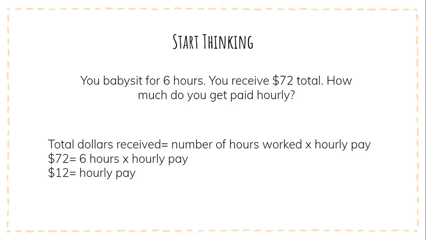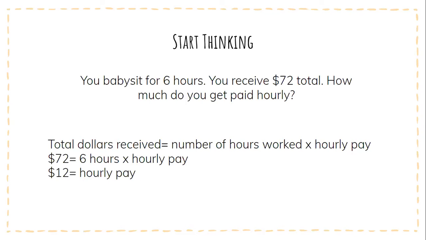So if we knew the hours we worked times how much we got paid per hour, that would give us our total. We are looking for how much we get paid hourly, since they had already given us the total and the amount of hours. So I have $72 equals 6 hours times hourly pay. What we would want to do here is get hourly pay on its own.